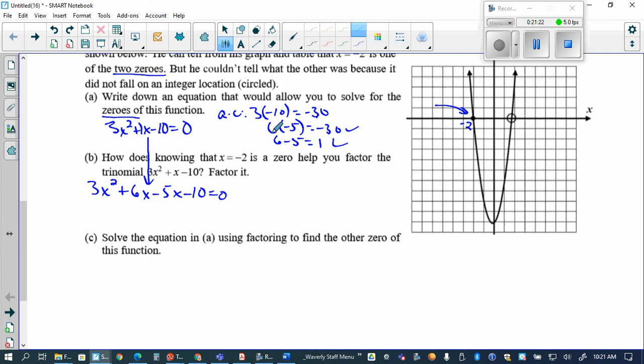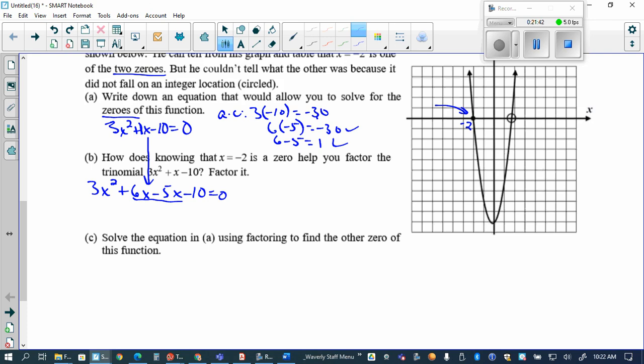No, I didn't get the 5 from the 10. That's not a 5, that's a 5x. So 6 times negative 5 is negative 30. And also 6 minus 5 equals our 1. So I take this 1x and I rewrite it as 6x minus 5x.